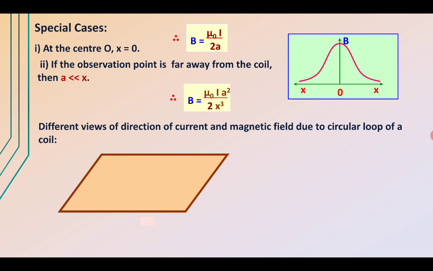Now we are having again a plane which is having the circular loop, and the direction of current through this is anti-clockwise.